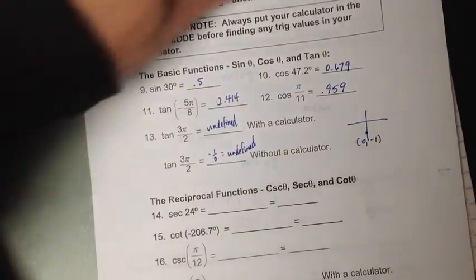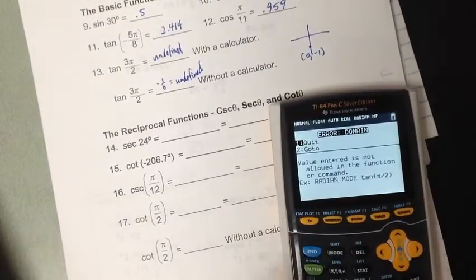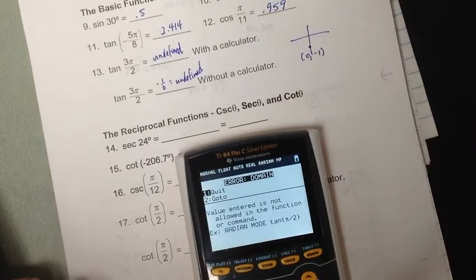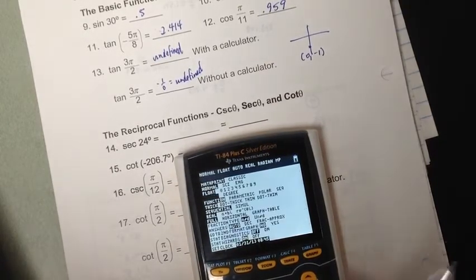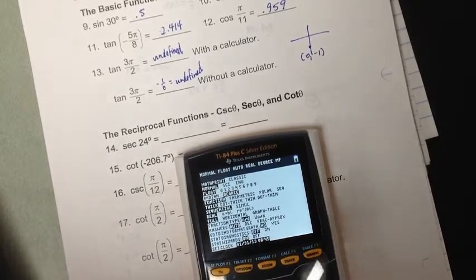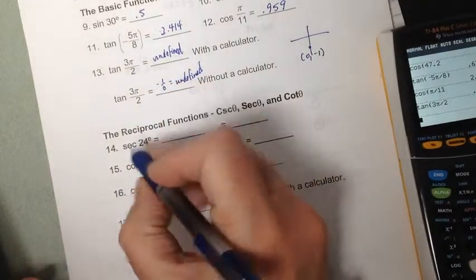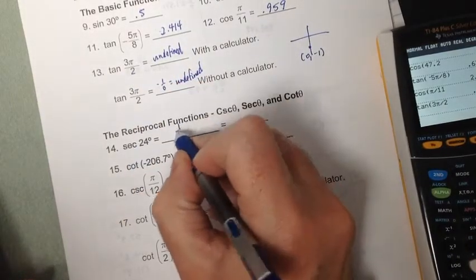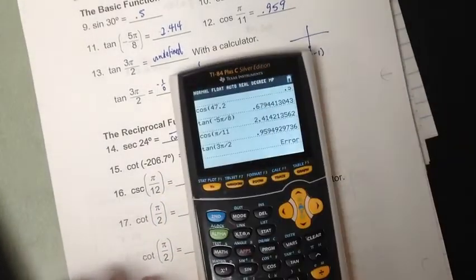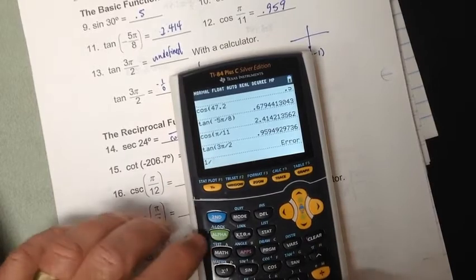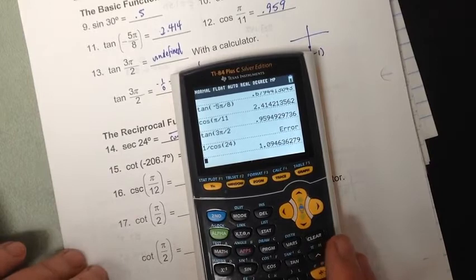All right, the reciprocal functions. This is where we need to be a little bit more careful. Okay? So to do secant of 24 degrees, first thing I want to do, I'm going to go to mode. I'm going to change back to degrees. Second mode to get out. Secant of 24. Well, secant is the reciprocal of cosine. So 1 over cosine of 24 degrees. So 1 divided by cosine 24 is 1.095.